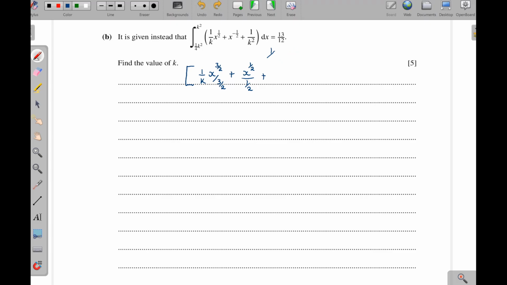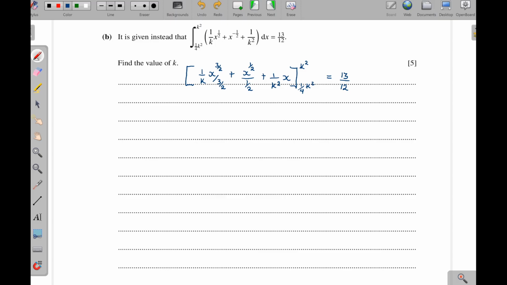Then what else do we have? It will be 1 over k squared, then x. Then we put the limits, k squared and a quarter k squared. Then this will be equal to 13 over 12. Now here I have 1 over k, times the reciprocal of 3 over 2, which is 2 over 3. So that means here I'll get 2 over 3k.